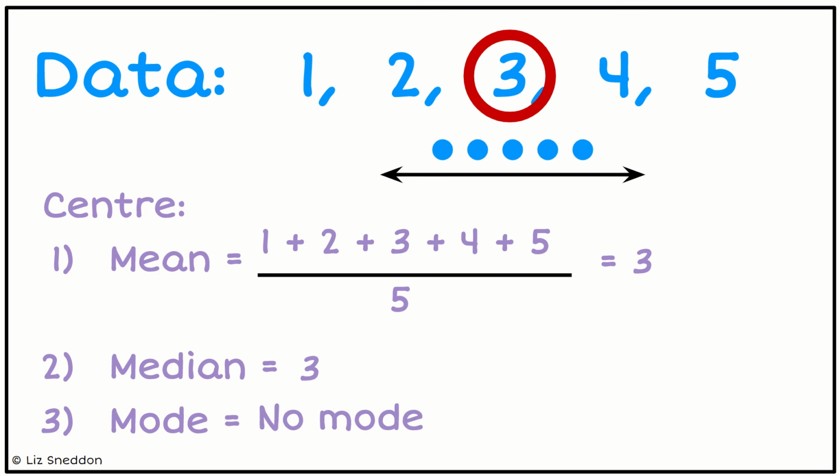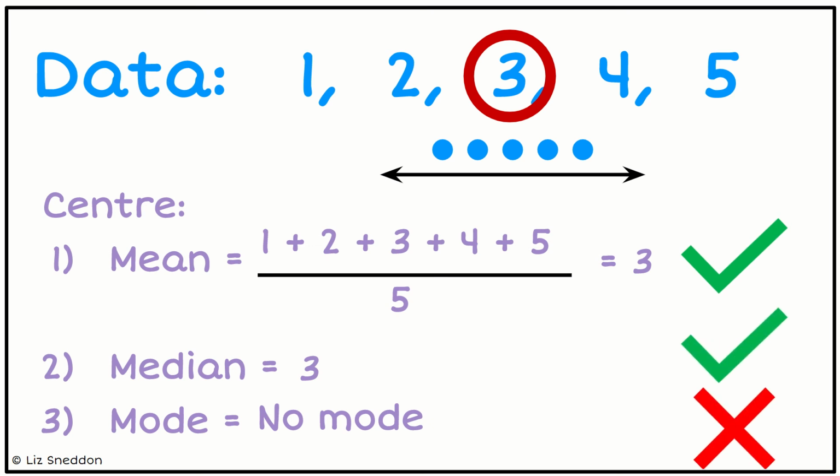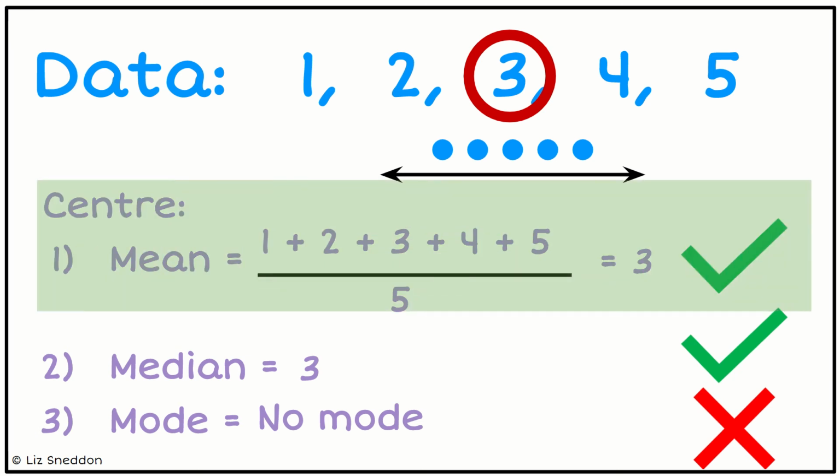We don't happen to have any modes for this. No number occurs more than once. So in this case, the mean would be a good measure of centre, as would the median, but not the mode. And so from those choices, the one we prefer is the most sophisticated one, which is our mean.